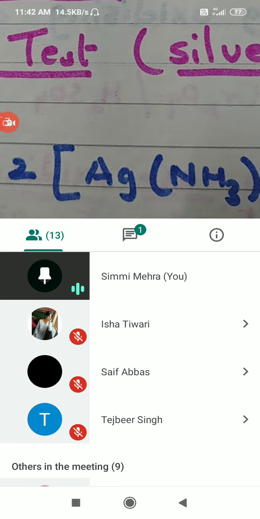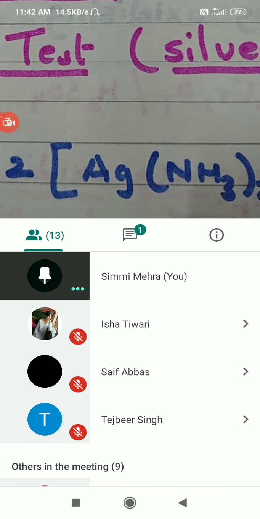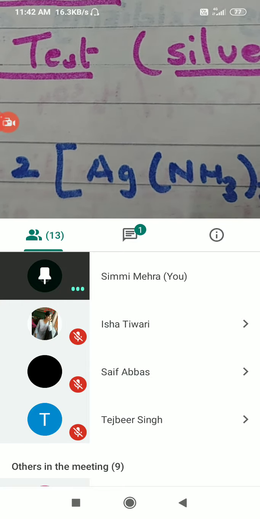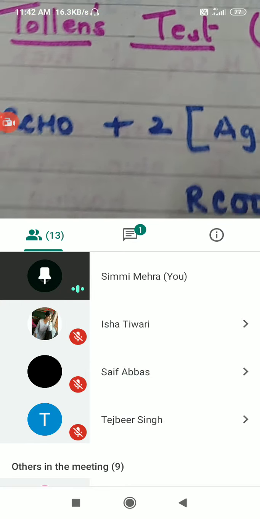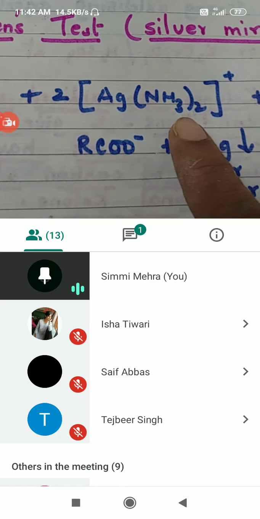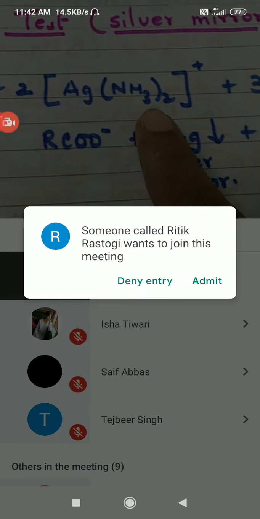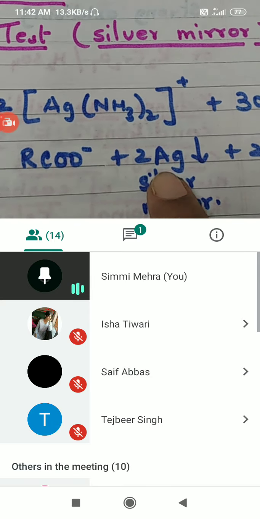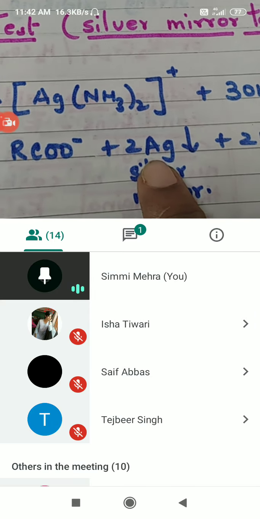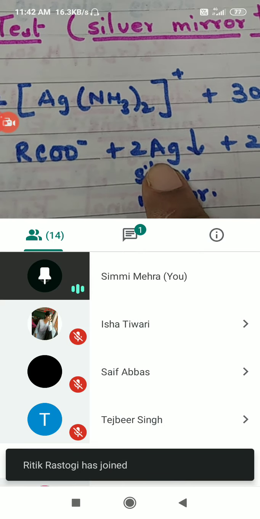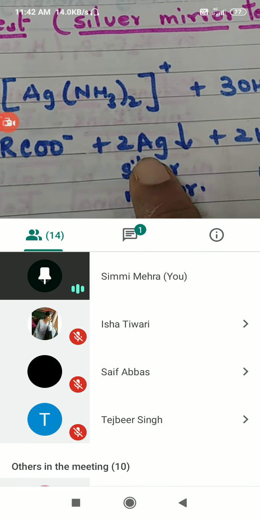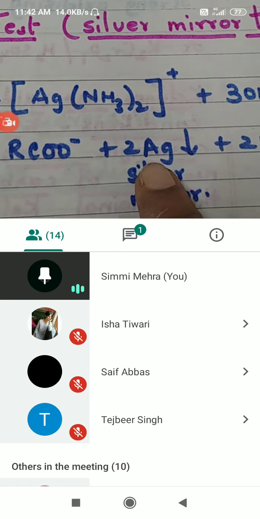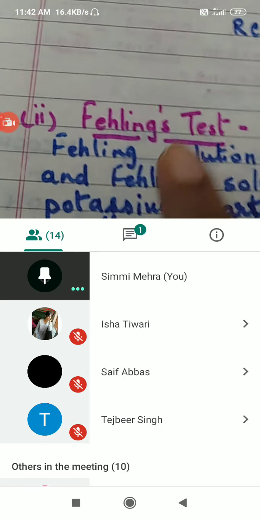We take a beaker half filled with water, and then we heat it till bubbles start appearing. Then we switch off the burner, and in this lukewarm solution, we leave the test tube containing aldehyde and Tollens reagent. And after some time, what will happen? You will see that a silver layer is deposited on the sides of the test tube. If you see the test tube in sunlight, it appears shiny.